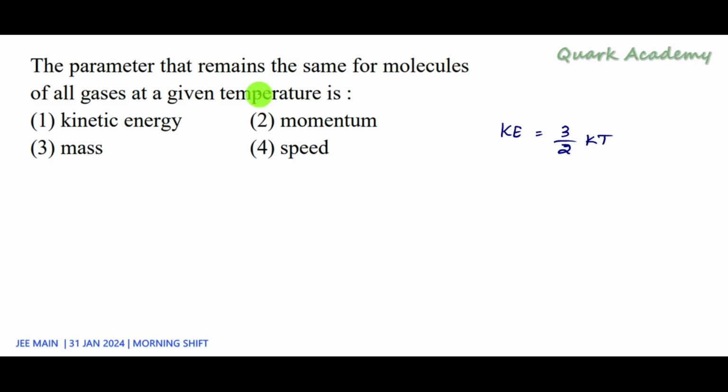And the momentum we generally write as m into v, and m is going to change with respect to molecules of different gases. Say oxygen will have a different molecular mass, and nitrogen gas will have a different molecular mass. So momentum cannot be same. As I said, mass is also not same because the values are going to differ, and speed is also not same because speed depends on both temperature as well as mass. Only parameter which is constant is kinetic energy.